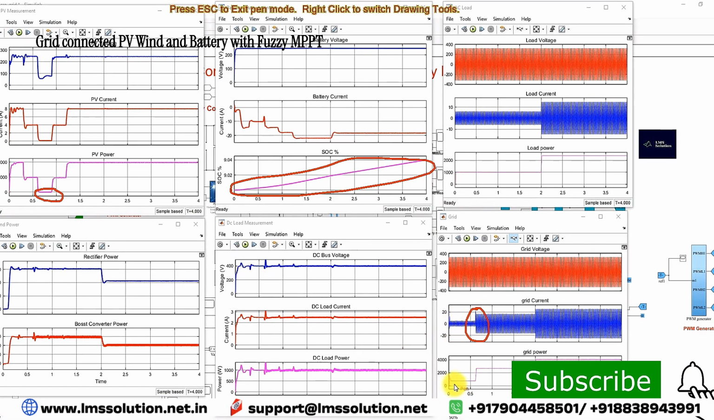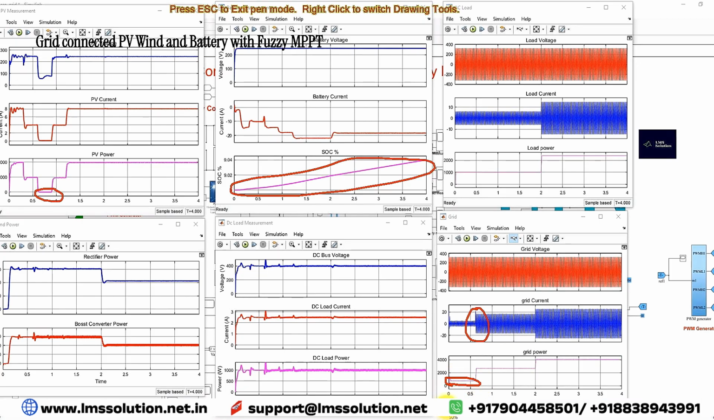That power will be around 700 watts, because initially the AC load is 1000 watts. The solar PV, wind and battery supply 300 watts. The remaining power is taken from the grid for the AC load. That's why the grid supplies 700 watts and the solar PV, wind and battery supply 300 watts initially.